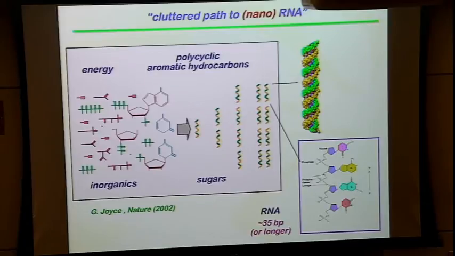So basically, we have the chicken and the egg problem reduced to the RNA world. Why would you bother making RNA if you didn't have an RNA world? On the other hand, if you want to have an RNA world, then where are you going to get the RNA?